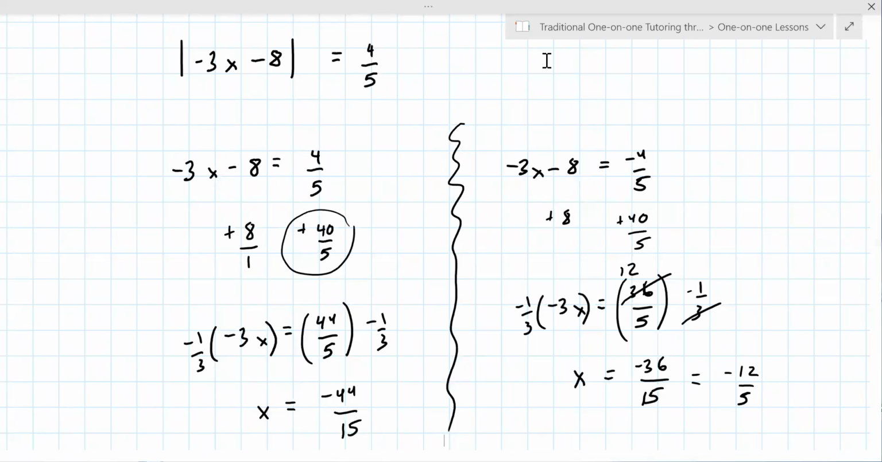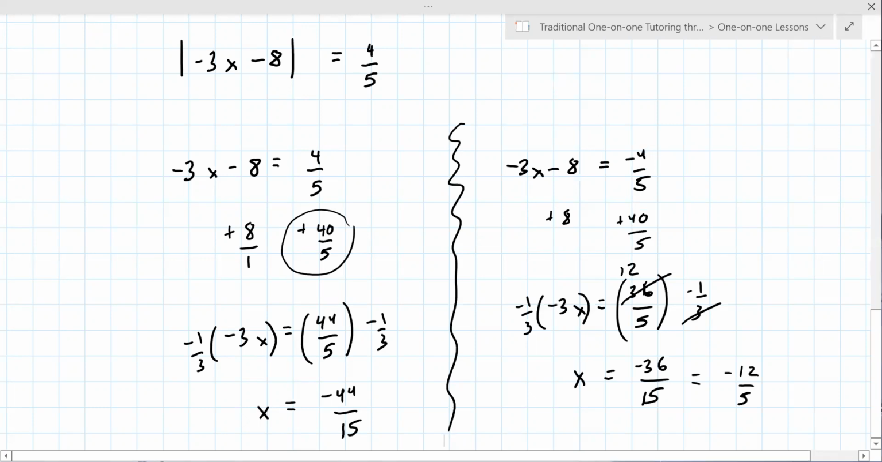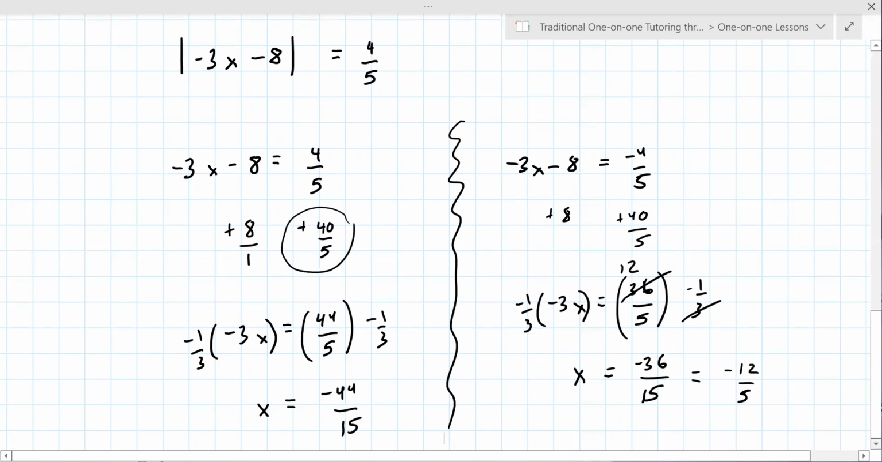Could you go over, I think, the part on the other side? So I understand that you got 36 over 5, and then I think what's confusing is then the negative 1/3 and then times negative 3x. I think that part gets a little confusing. Okay. So let's just look at that here for a moment.